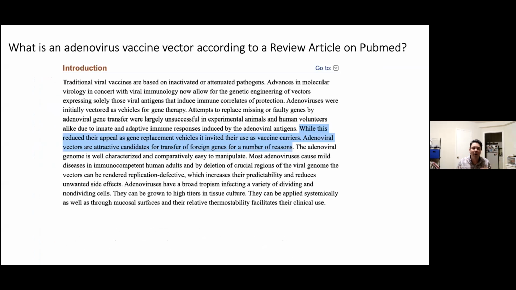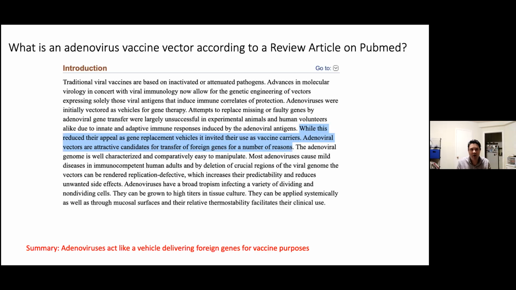So it says, while adenoviral vaccines have a reduced appeal as a gene replacement vehicle, it invited their use as a vaccine carrier. Adenoviral vectors are attractive candidates for transfer of foreign genes for a number of reasons. So my interpretation of that is adenoviruses act like a vehicle delivering foreign genes for vaccine purposes, right? Just a very basic, simple summary. Now I have a better idea of what an adenoviral vaccine is.